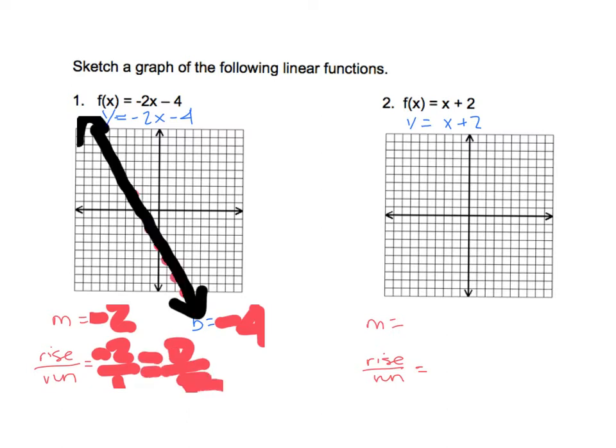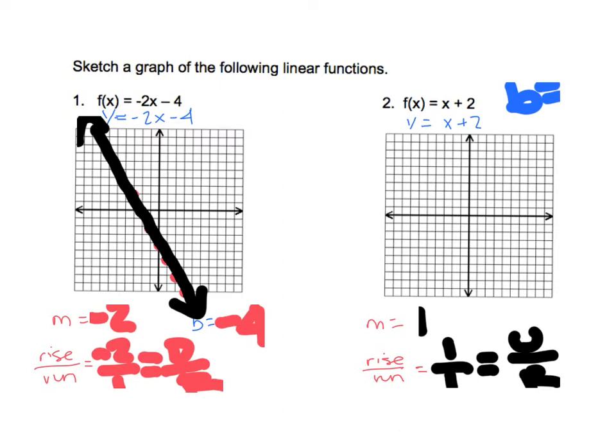Alright, number 2, I want you guys to do that on your own. Please note that there's no number in front of x, so that should be understood to be a 1. To help you out, your slope is 1, so your rise over run is going to be 1 over 1, which means you're going up 1 and to the right 1. Make sure you plot your y-intercept first.